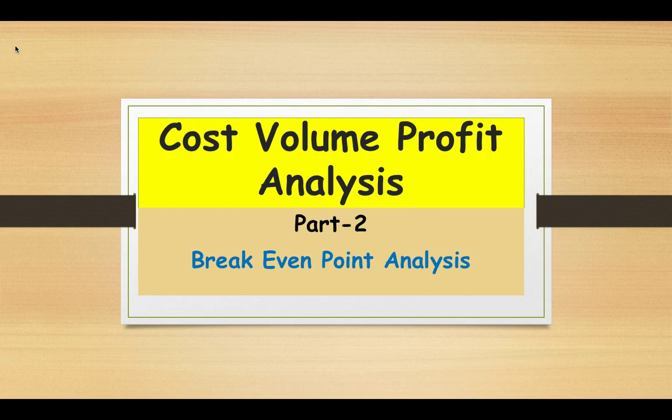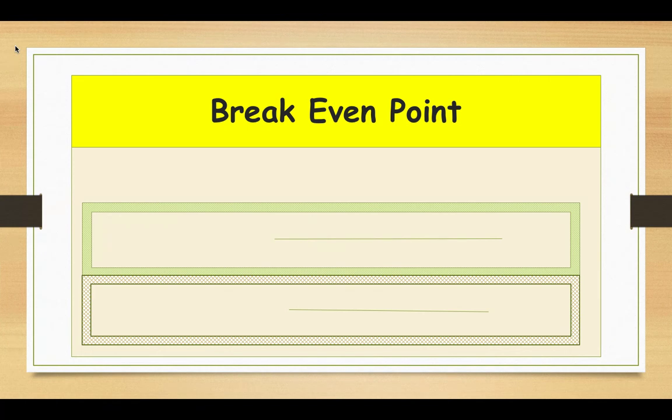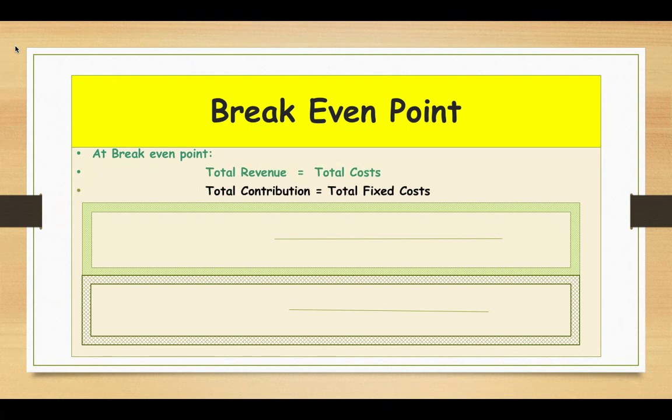This is part 2 of cost, volume, profit analysis. Here we are going to see the break-even point analysis. At break-even point, there is no profit or no loss made. After the break-even point, the companies will start making profit. So the shorter the break-even point, the better it is. At break-even point, the total revenue is equal to the total cost. So that's why they make no profit or no loss.